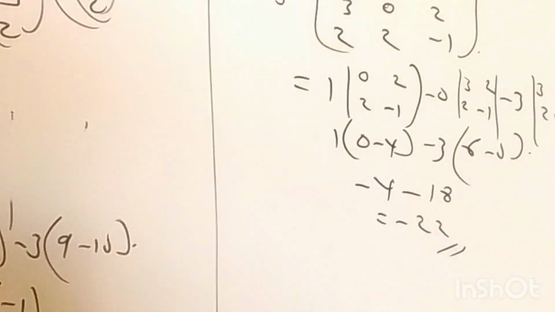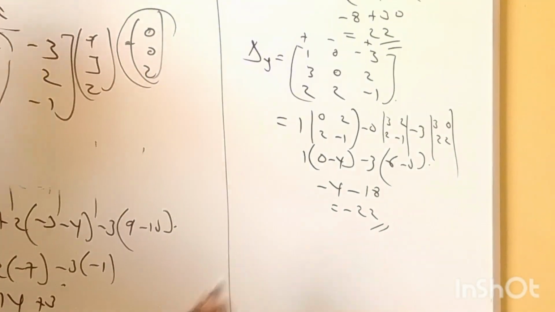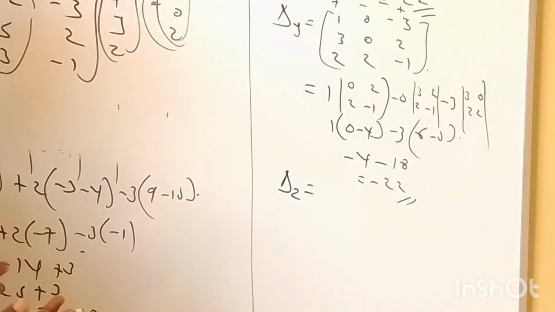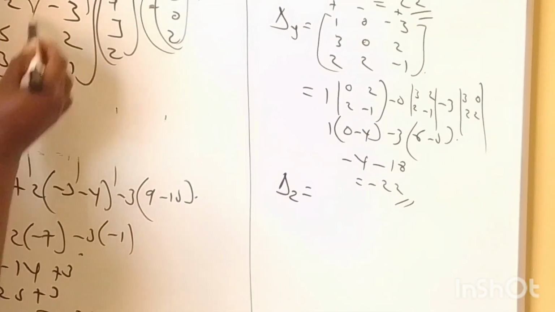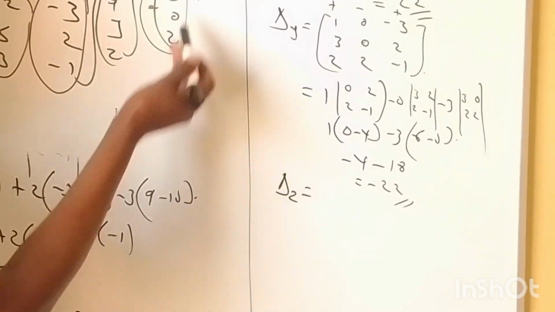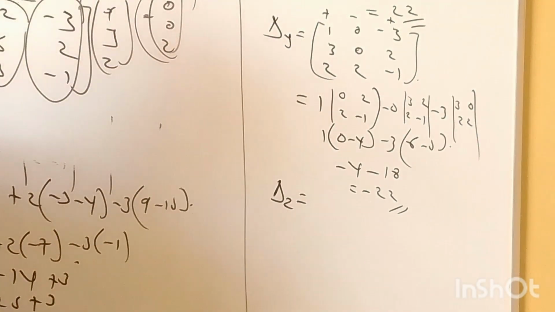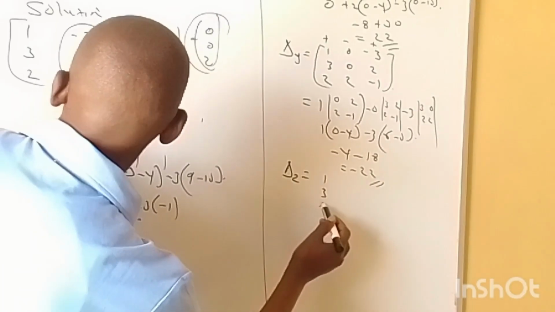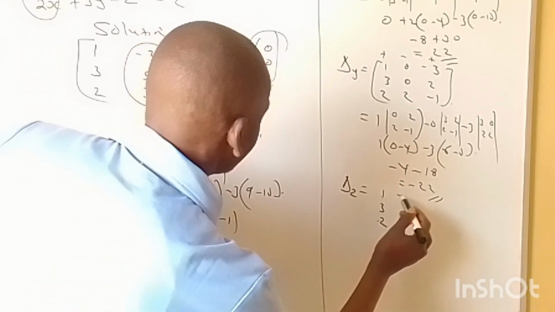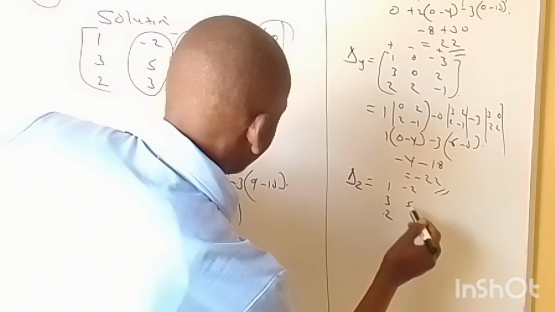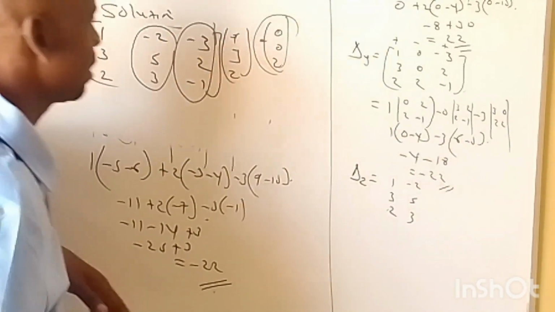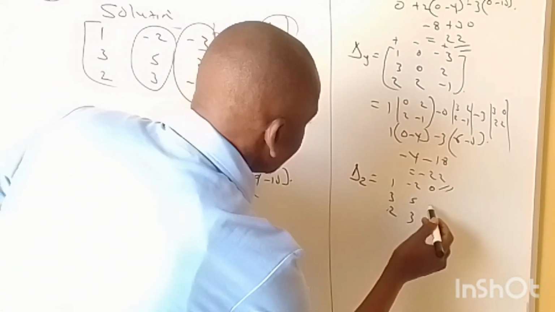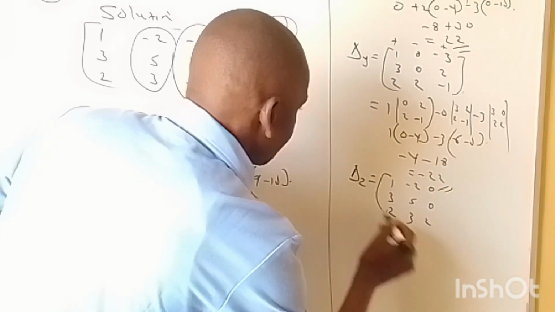Let's get the last one. We are almost there. The determinant of Z. So what we're going to do again is replace these values of Z here by 0, 0, 2. So we repeat the same, which is 1, 3, 2. Then we have negative 2, 5, 3. Then the last part, which is what Z is, we replace it with 0, 0, 2.